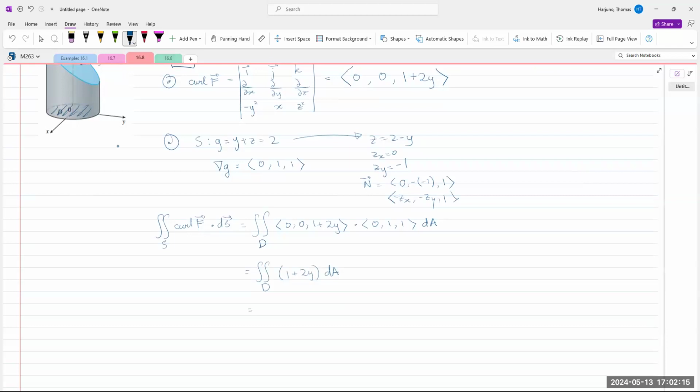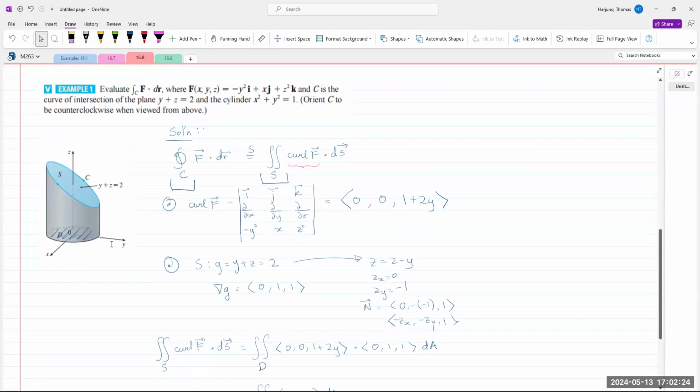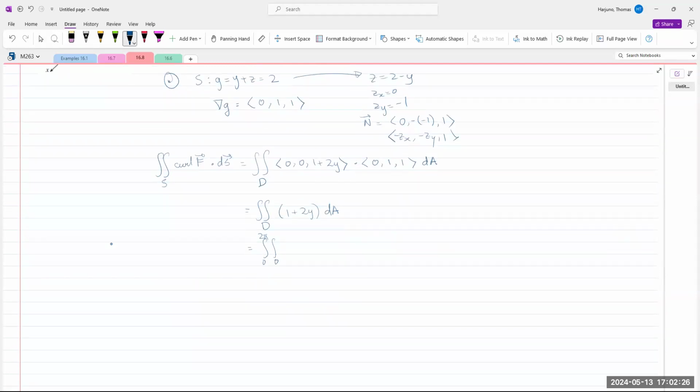Now we can make it into polar, 0 to 2 pi. I think the radius is 1, is it right? Yeah, the cylinder has radius 1. Of 1 plus 2 r sine theta, I'm sorry, r dr, sine theta, the r dr d theta. And you will see that the integral over sine theta from 0 to 2 pi will give us 0, right? Just for that part.